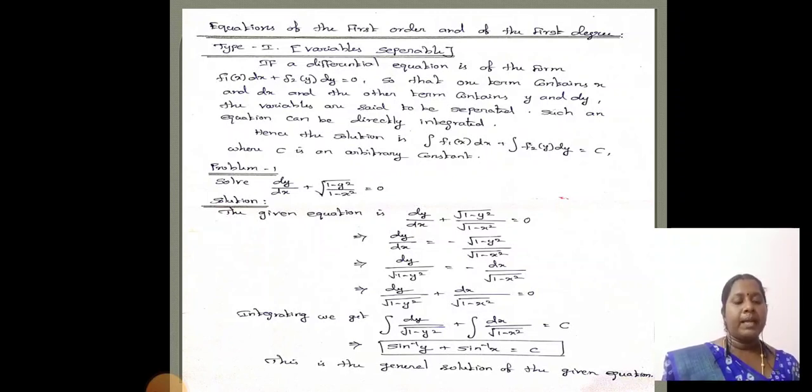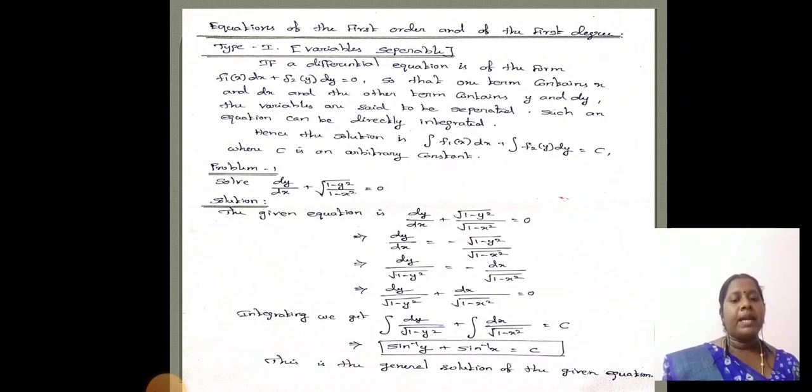First, we separate the terms containing x and dx on one side and y and dy on another side. For this, we move the term root of 1 minus y square by root of 1 minus x square to the right hand side. We have dy by dx equal to minus square root of 1 minus y square by root of 1 minus x square.